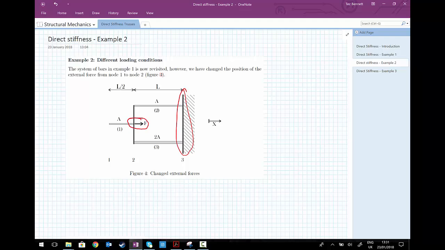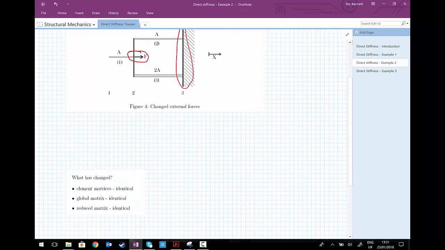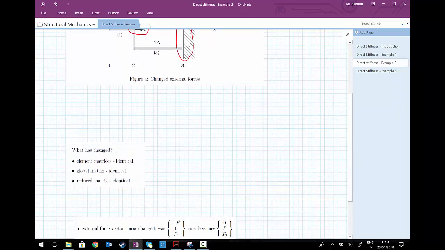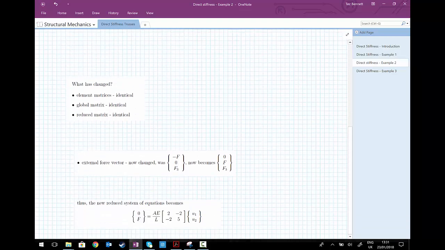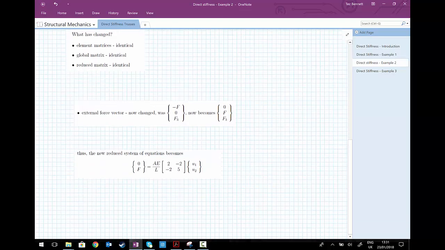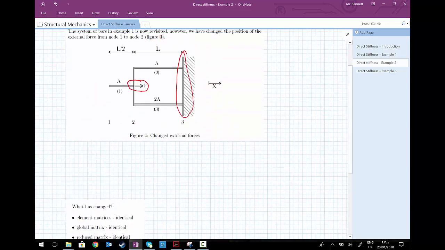What has changed now though, and scroll down, so we have element matrices identical, global matrix identical, reduced matrix identical, but what has changed is our external force vector. Previously we had a force minus F applied to node 1, no force applied to 2, and an unknown force F3, the reaction force at 3. Now that this has changed, let's go back to the picture.